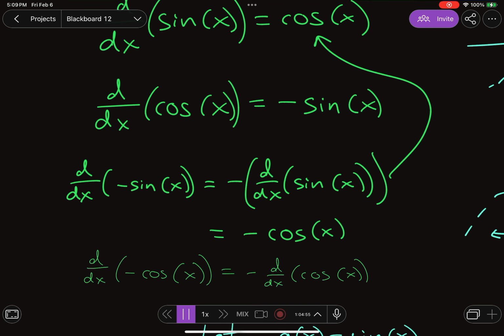But that's the same thing as the negative. Notice that the derivative of cosine of x is given right here. So we have negative sine of x, which is just sine x. And we've looped back to the beginning if we were to keep going.